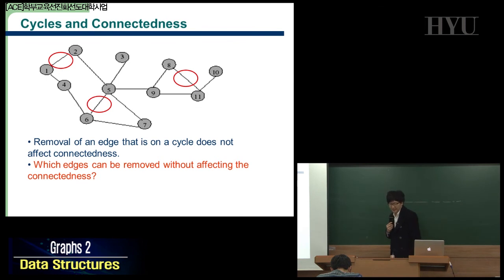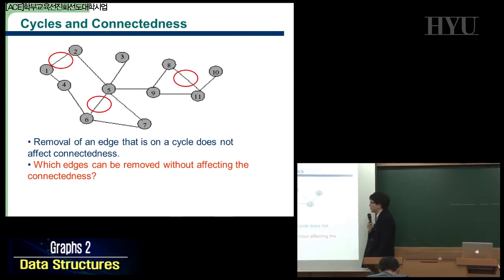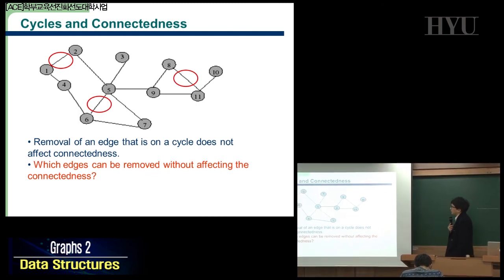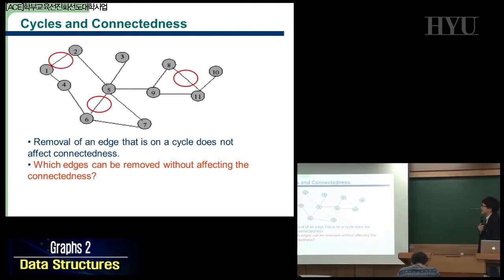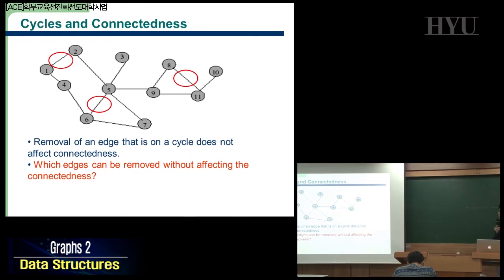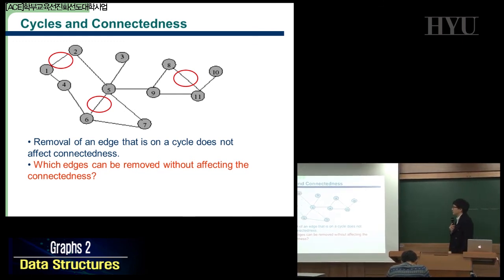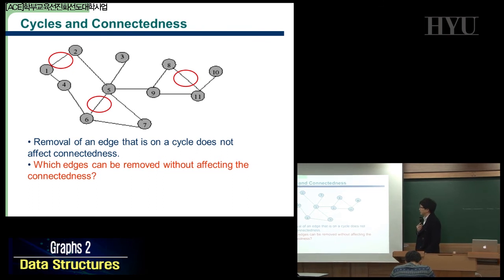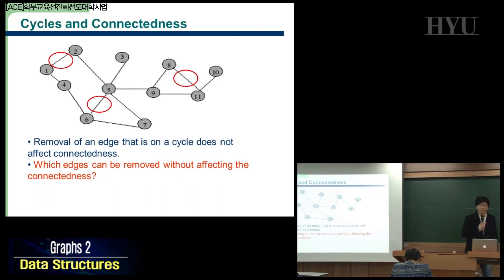I think I explained most of the cycles and connectedness stuff. Removal of the edge that is on a cycle does not affect the connectedness. If you remove an edge in a cycle in the graph, does it have an impact on the overall connectedness? Usually no. Cycles have redundant edges in them, right? So, which edges can be removed without affecting the connectedness?